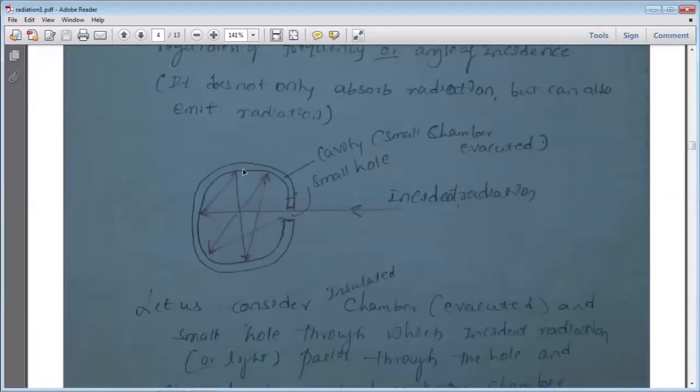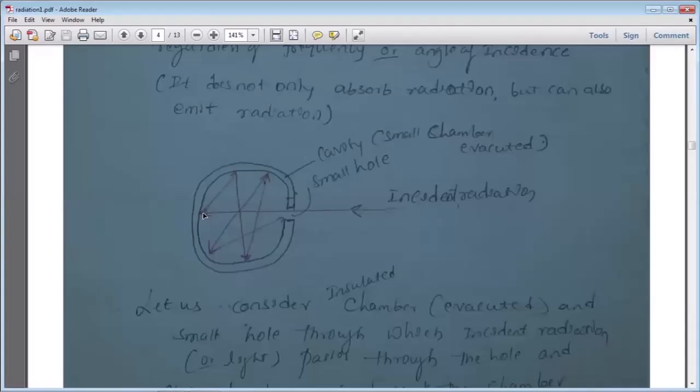Here is the concept of the black body. This is the evacuated chamber, and we can call this the cavity, a small evacuated chamber. In this small chamber there is one small hole. Through this hole, incident radiation will pass to the inside of the chamber. Understand? Whenever the incident radiation passes through this hole, it will intersect the inner surface of the evacuated chamber, then it will be reflected again.